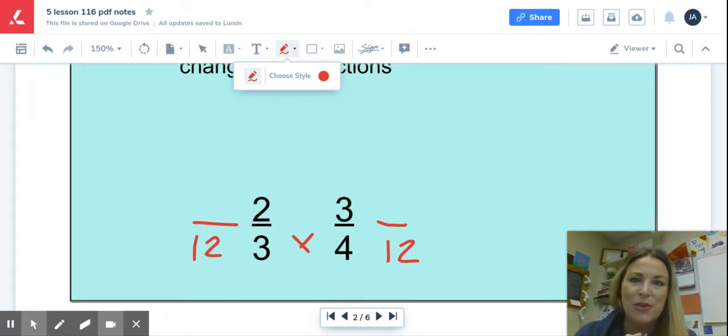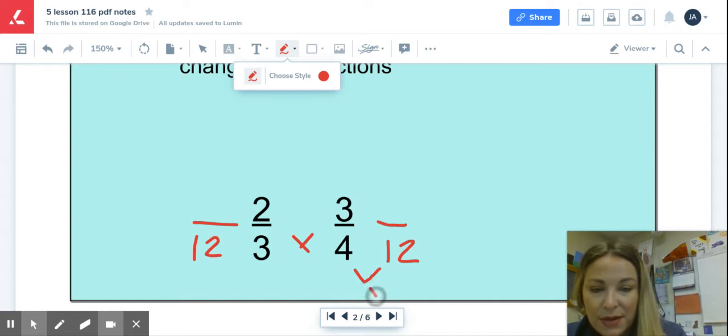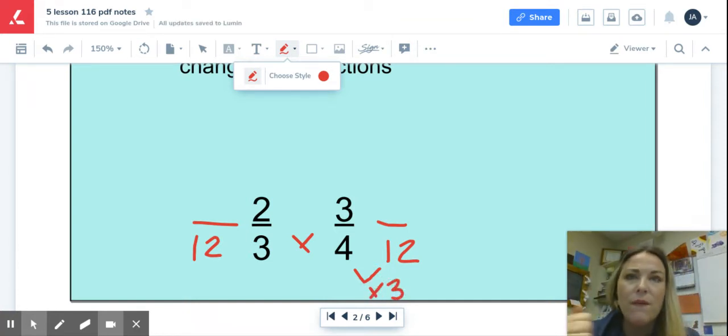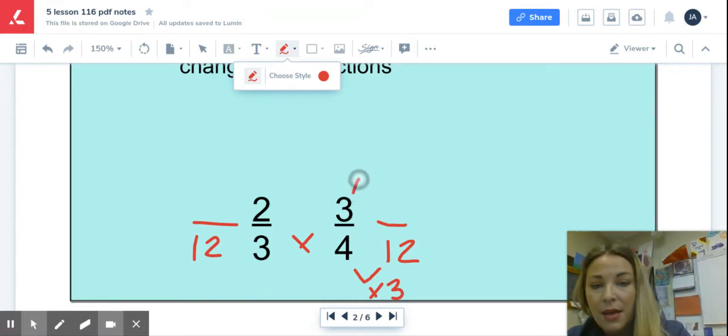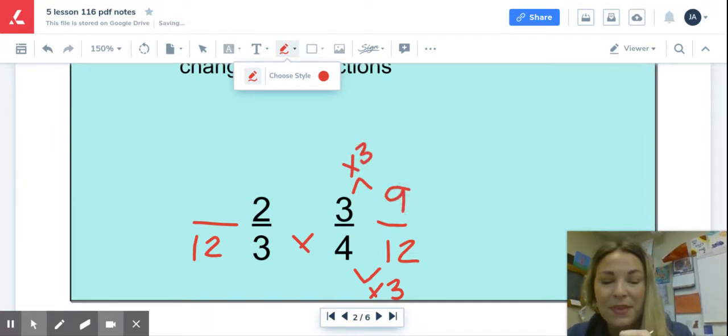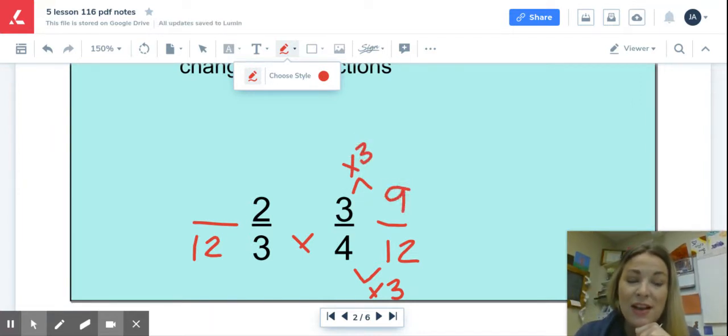This is almost like a proportion. So I'm looking at, how do I get from 4 to 12? What did I multiply that by? 4 times 3 is 12. Let me write this in, just for the sake of looking at these notes later. 4 times 3 is 12, so I must do the same thing to my numerator. Up here, 3 times 3 is 9. So that's my new fraction.